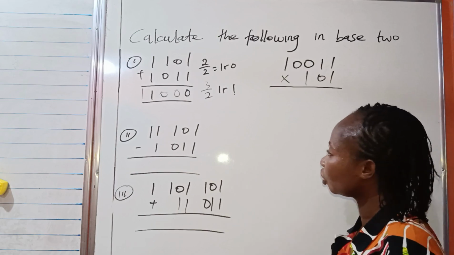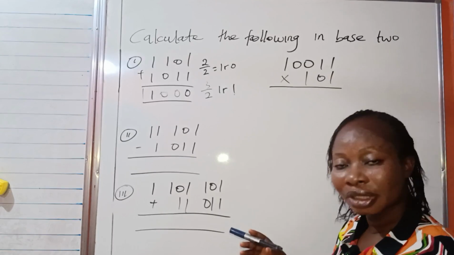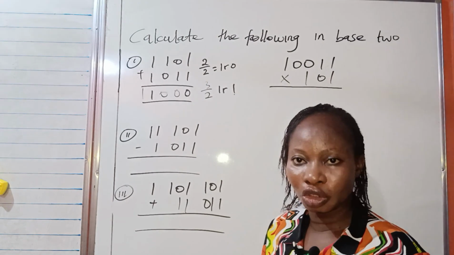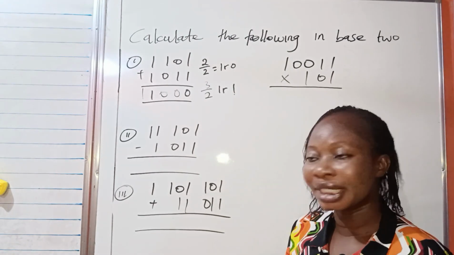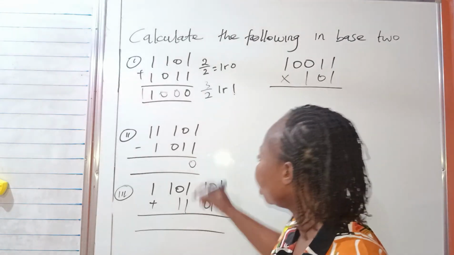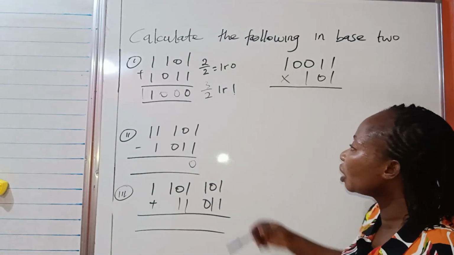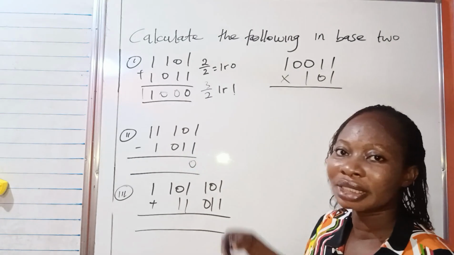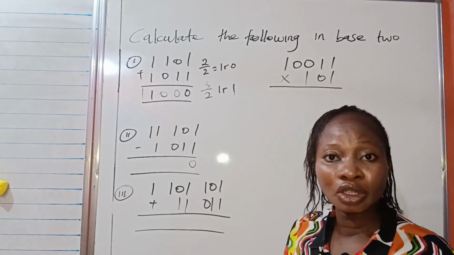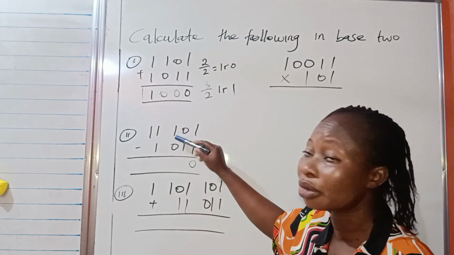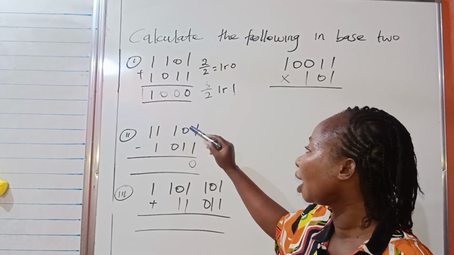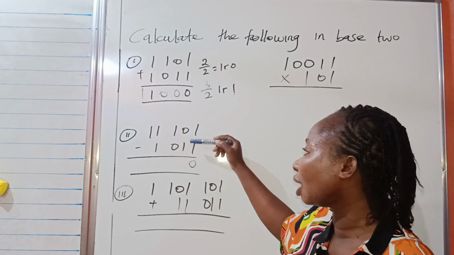So the second one is subtraction. It is as simple as normal subtraction. What is 1 minus 1? That one is 0. Just write your answer, 0. So we move to 0 minus 1. What is 0 minus 1? Normally, in normal mathematics, it is not possible. So we have to go to the neighbor to borrow 1. Borrowing 1 from here, adding it to this one, then you can now subtract.